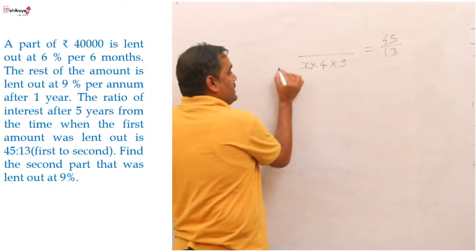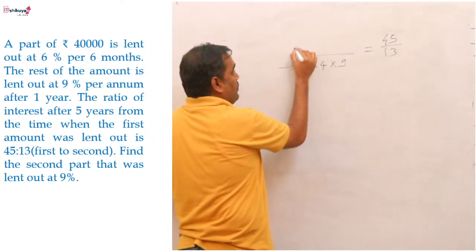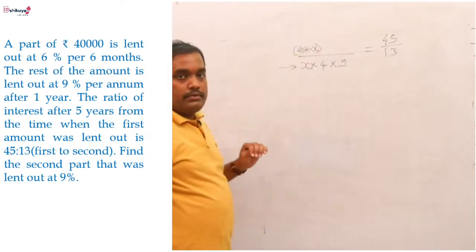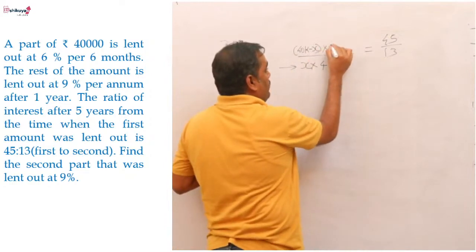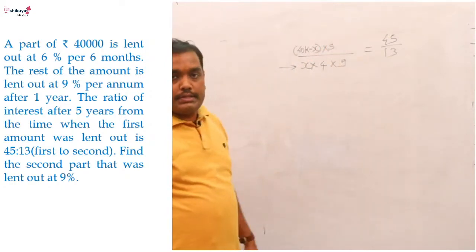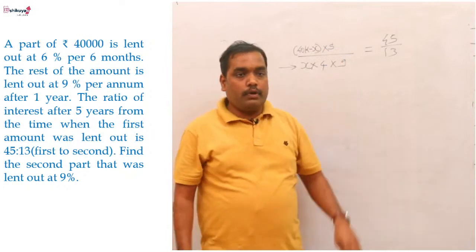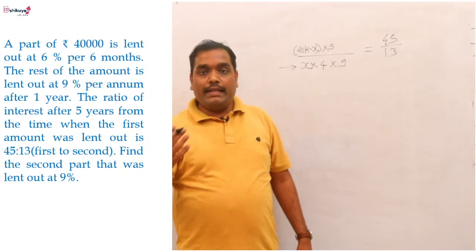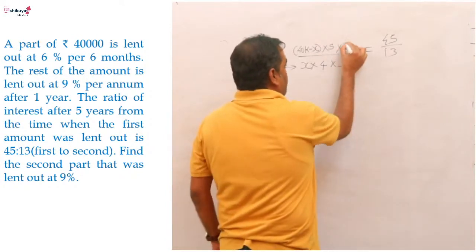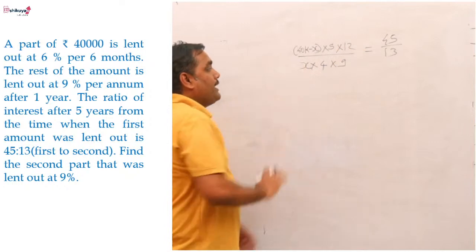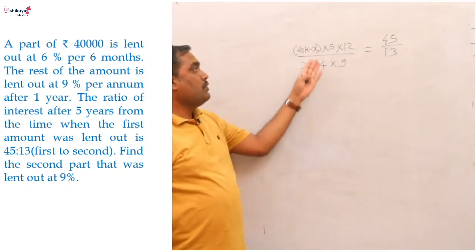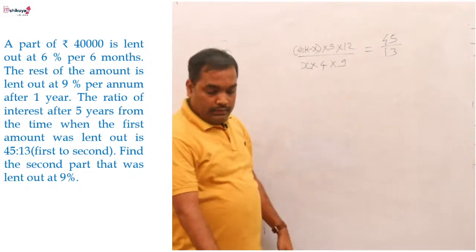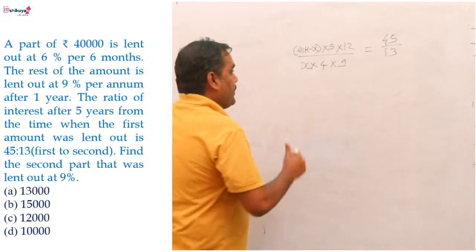If we consider the second amount as x, then the first amount is obviously 40,000 minus x, because the total amount is 40,000, and that amount is given for 5 years. The total duration is 5, and the rate of interest mentioned in the problem is 6% per 6 months. So for 1 year the interest we are getting is 12. For the given interest amount ratio we form one equation. Here one equation, one unknown, that is x. If you find the value of that, we get the answer. These are the options for this problem. So we solve this now.